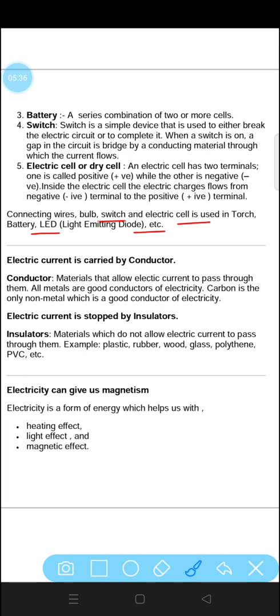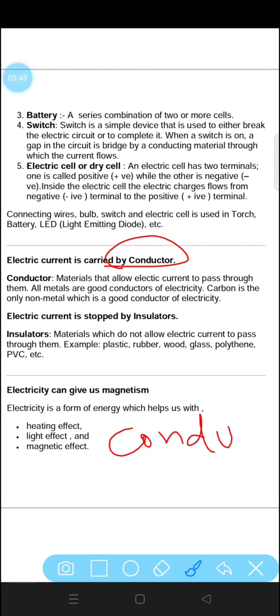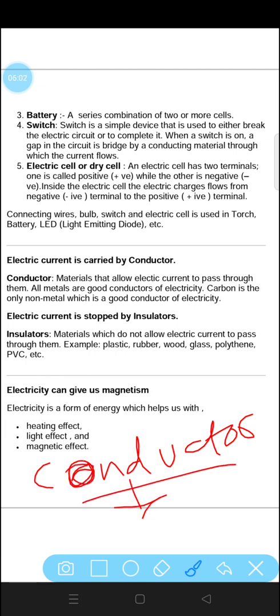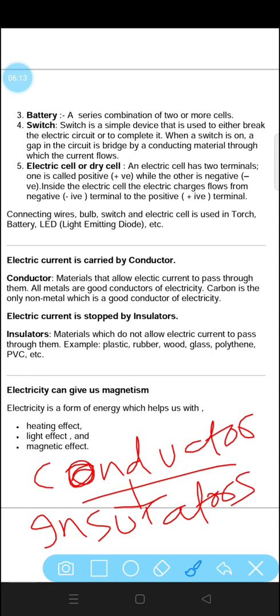Now next is electric current. Electric current is carried by a conductor. There are two types. One is conductor and another one is insulator. Conductors are those objects which conduct electricity. They are called conductors because they allow the electricity to pass through them. And another one is insulators. Insulators do not allow the electricity to pass through them. That is why they are called insulators.